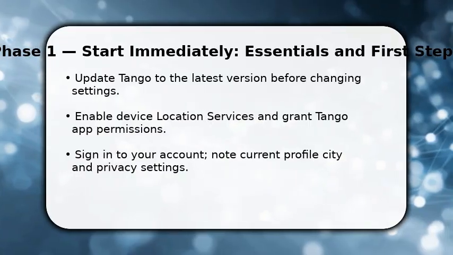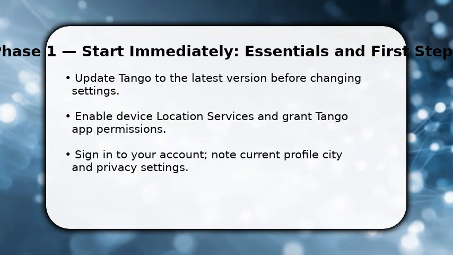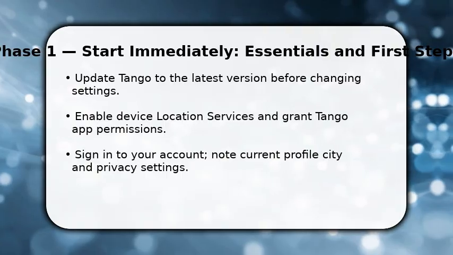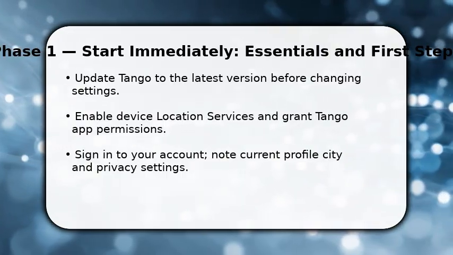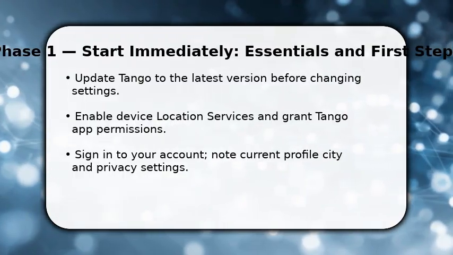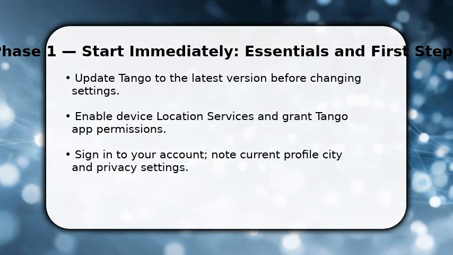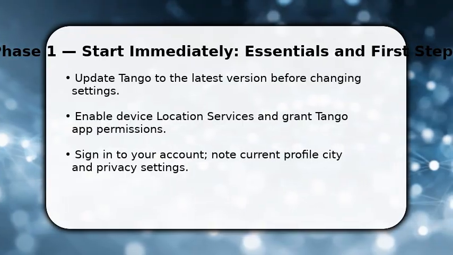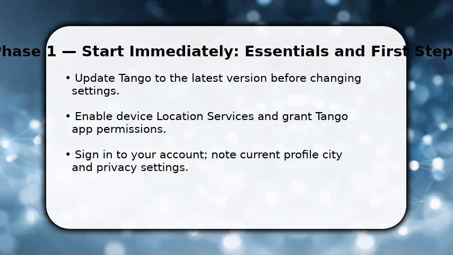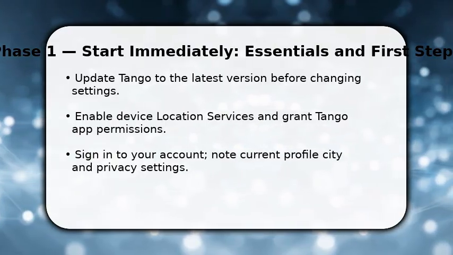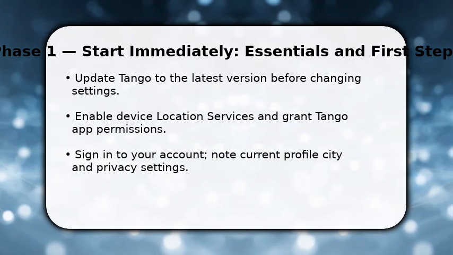You start by preparing the app and device. Update Tango, sign in, and make sure location services are enabled so the app can read your position. Once done, open Tango and go straight to Profile or Settings. Don't wander through menus. You need to confirm your current profile city and privacy mode because changing location can alter who sees you. Make sure you have a stable Wi-Fi or cellular connection. This prevents partial updates that leave your profile inconsistent.